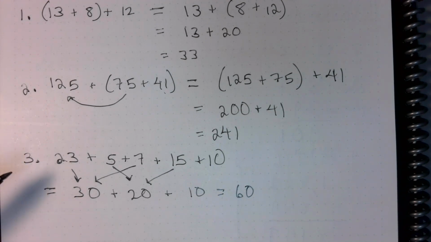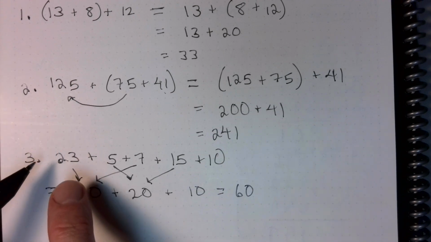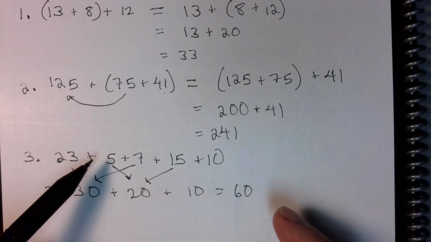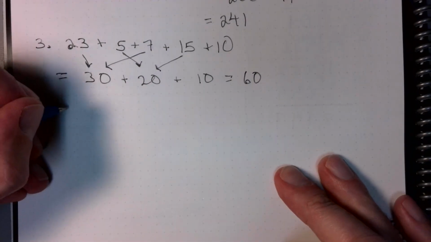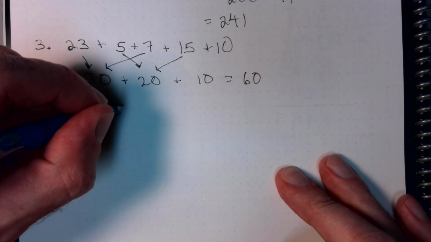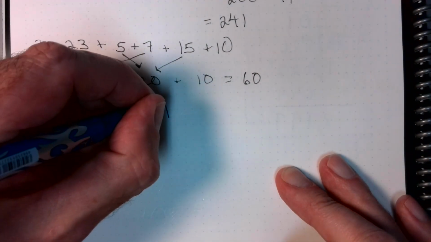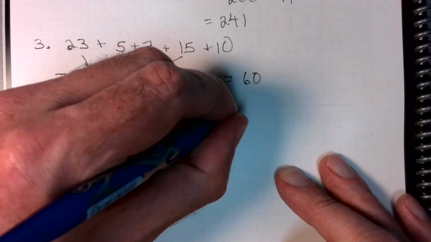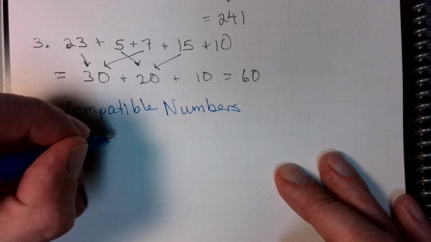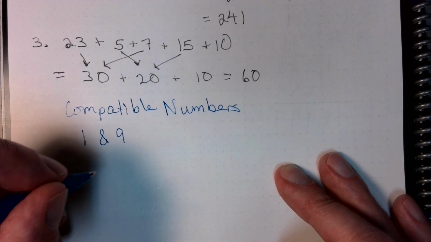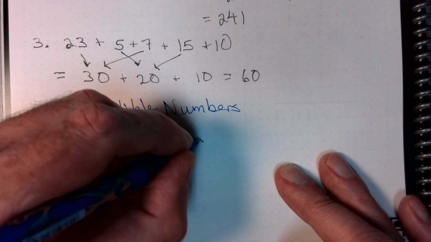Okay, so when you have a bunch of numbers to add up like this, don't just plod straight through left to right. Look at the whole thing and see if there are any compatible numbers. And while we're at it, let me make a list of what those compatible numbers are. As I mentioned, compatible numbers are anything that gives you a multiple of 10. So 1 and 9 are compatible numbers. 2 and 8.